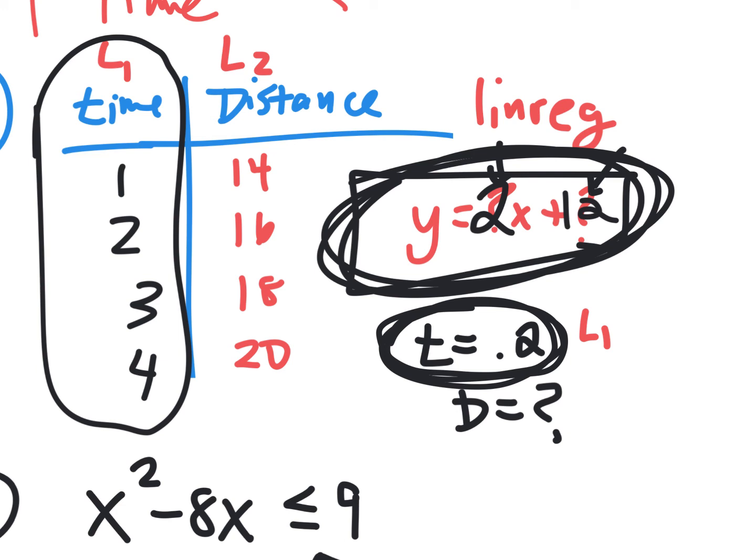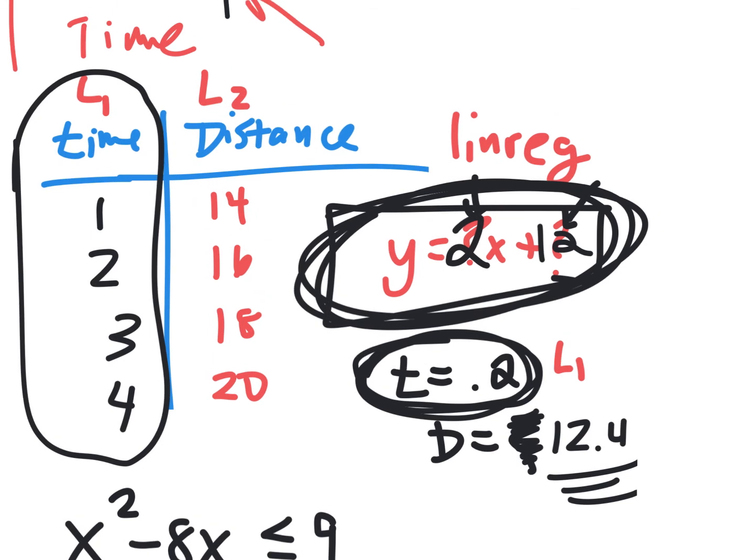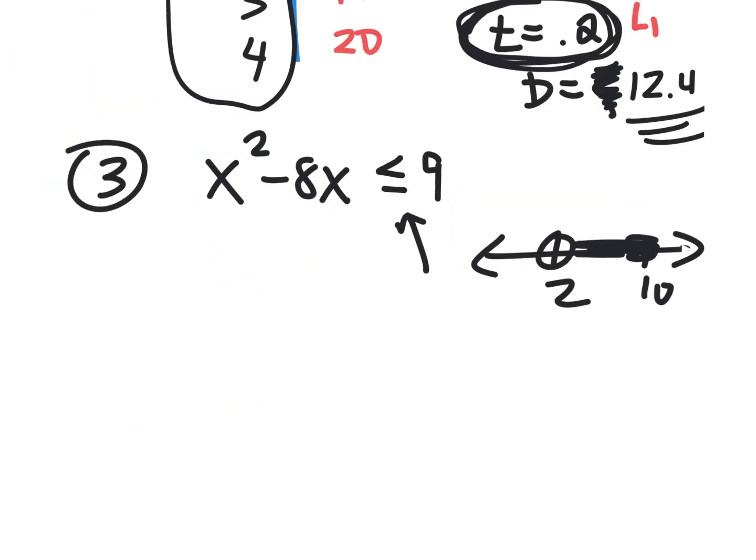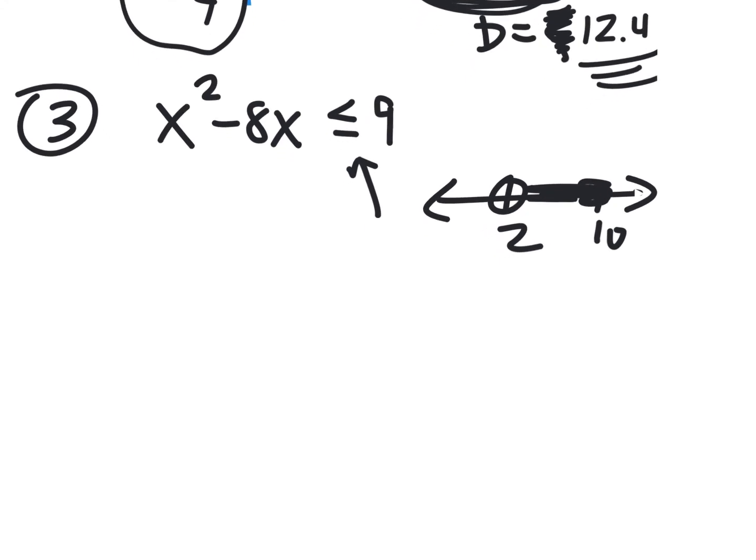Okay, Jada, what'd you guys get? 12.4. Anybody verify 12.4? Lots of yeses. Okay, good. So that was 12.4. Okay, so if you don't know how to do the lin-reg thing, you got to ask me before you leave today. And last but not least is this one.